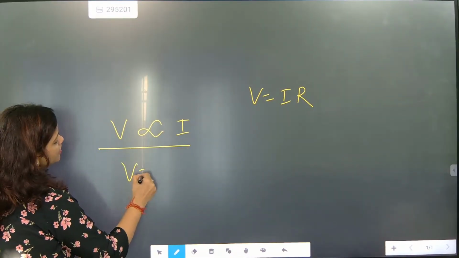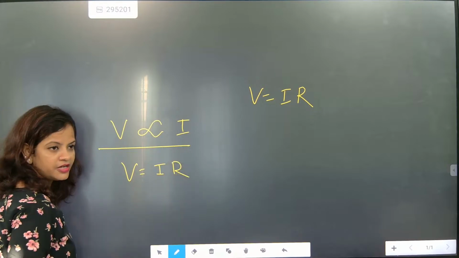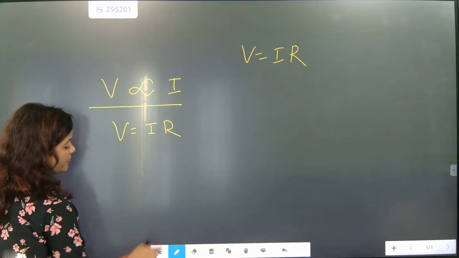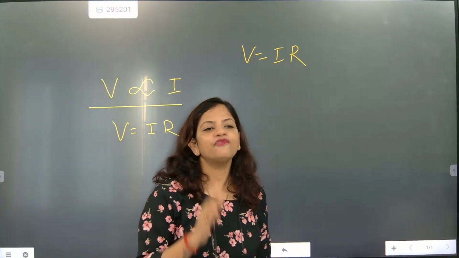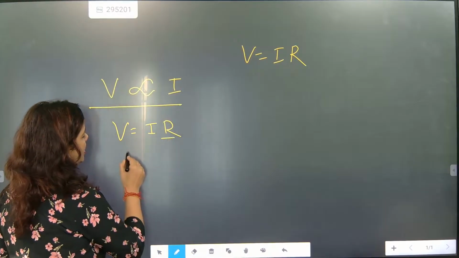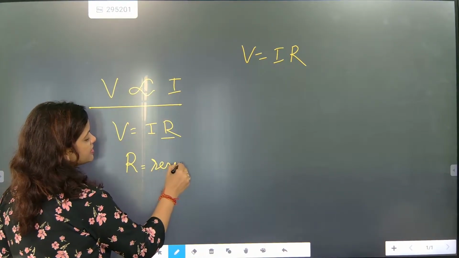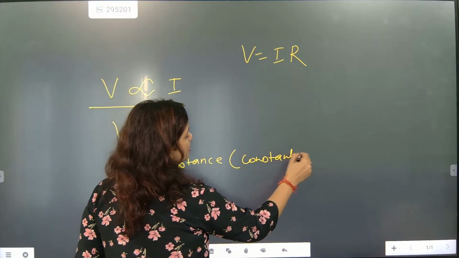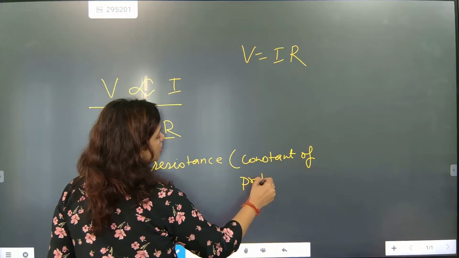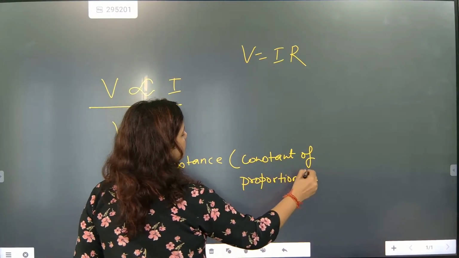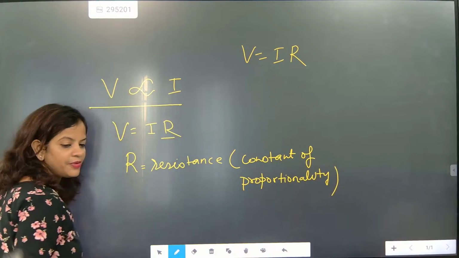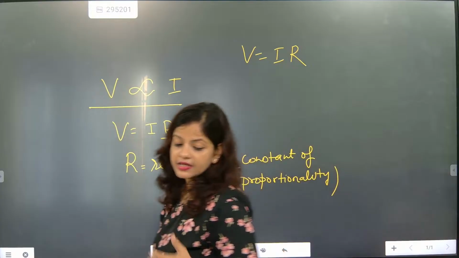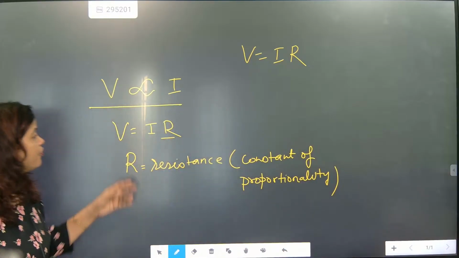So V is equal to IR. To remove proportionality, what are we putting? We are putting R. R is called resistance, and this resistance is the constant of proportionality. Why? Because it is put into the equation to remove proportionality.